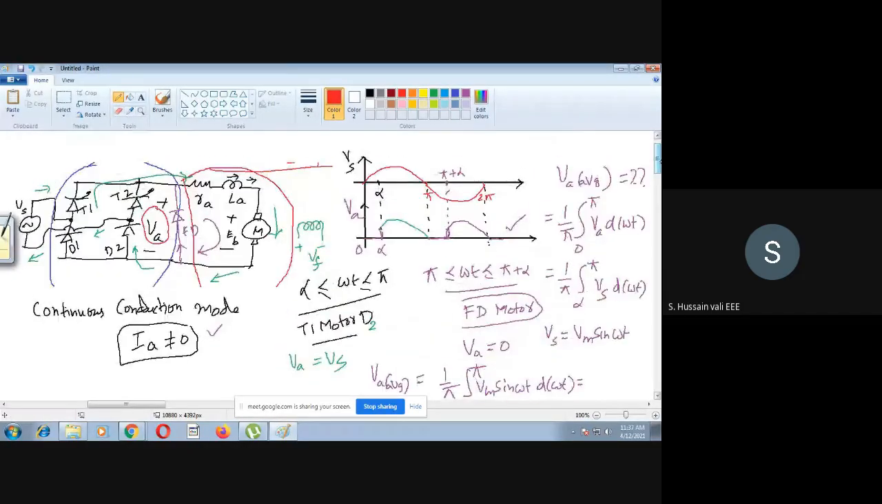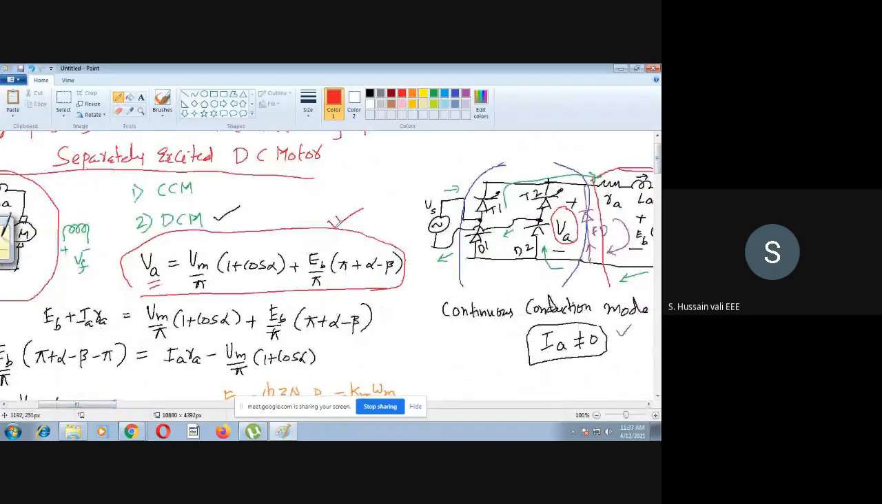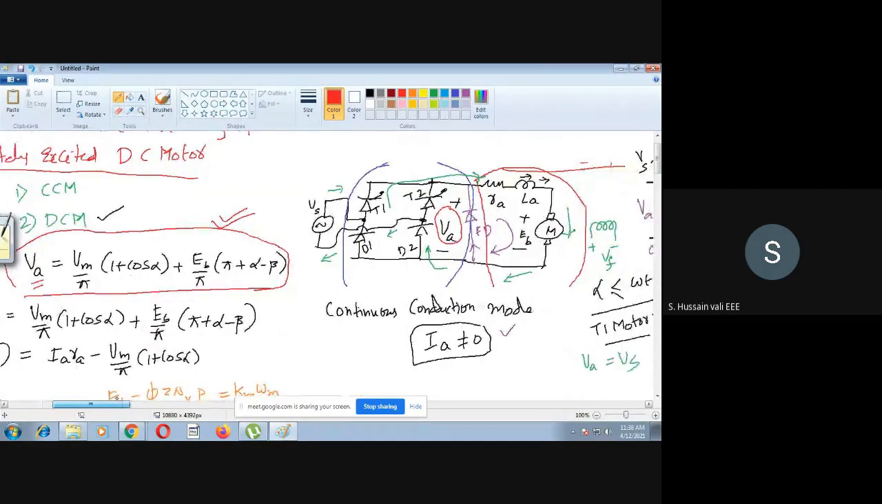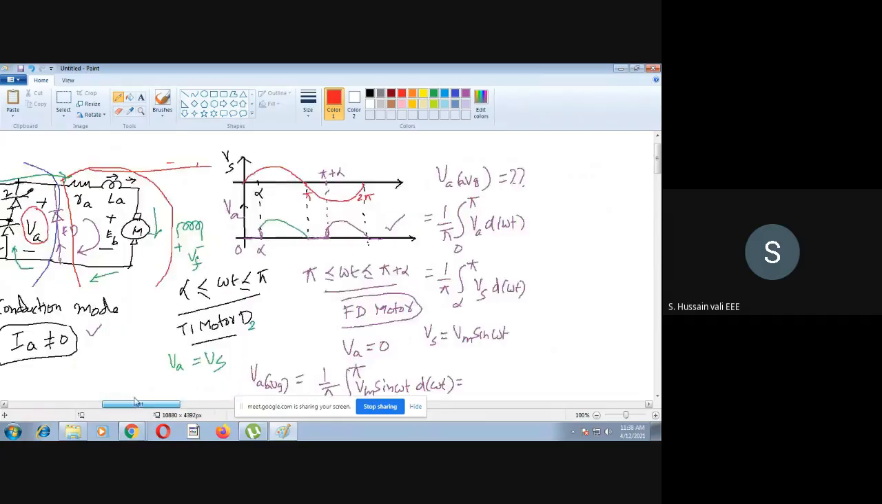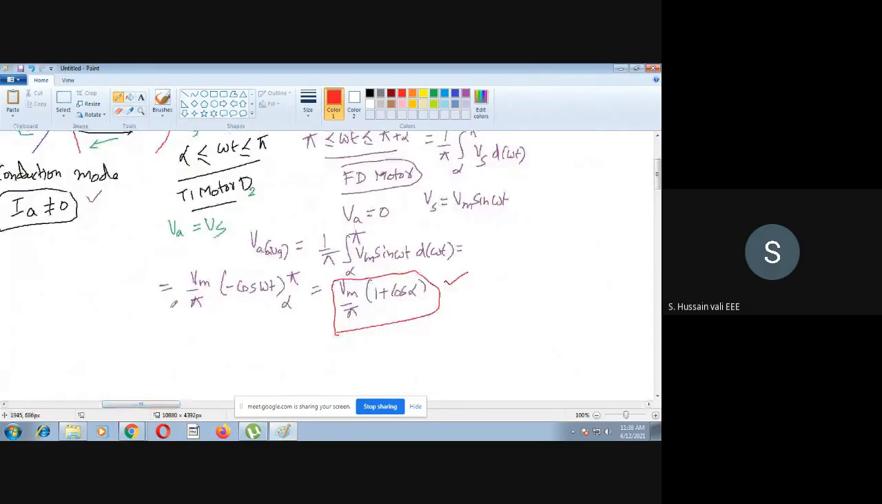Whereas what is the expression we got for the discontinuous conduction? For the discontinuous conduction, this expression we got. You must identify the difference between both the voltage expressions. One is Vm by pi into 1 plus cos alpha, plus Eb by pi into pi plus alpha minus beta. From this, you will find these two differences. So this is the output voltage expression in case of the continuous conduction and discontinuous conduction.